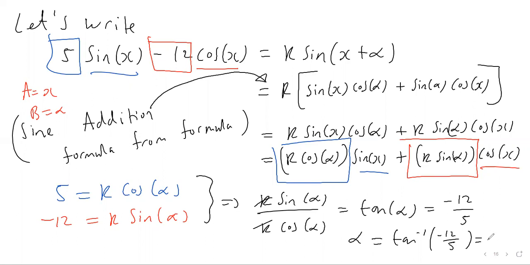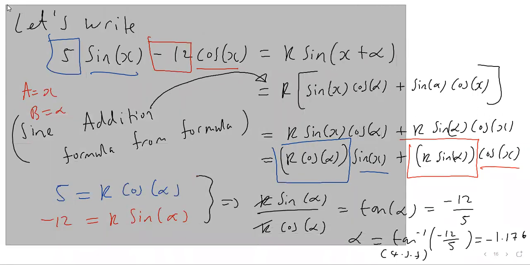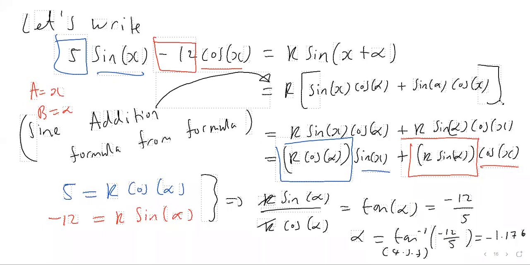Actually, let's go with 4. So minus 1.176. Sorry, that should be a 6 there, and this is to 4 significant figures. Okay, so that's our alpha. So we've calculated what this alpha must be. So now let's calculate what this R value must be.